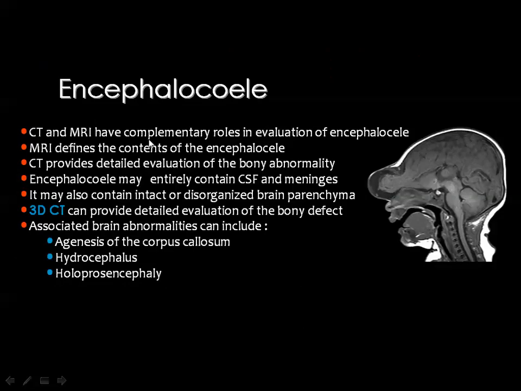Encephalocele can be evaluated by CT and MRI. CT will show the bony defect, MRI will show the contents, whether there is only CSF or the CSF is associated with some disorganized brain tissue. And sometimes we can have 3D reformatted images by CT for accurate evaluation of the bone defect. Some of the associated anomalies with encephalocele include agenesis of the corpus callosum, hydrocephalus, and holoprosencephaly.